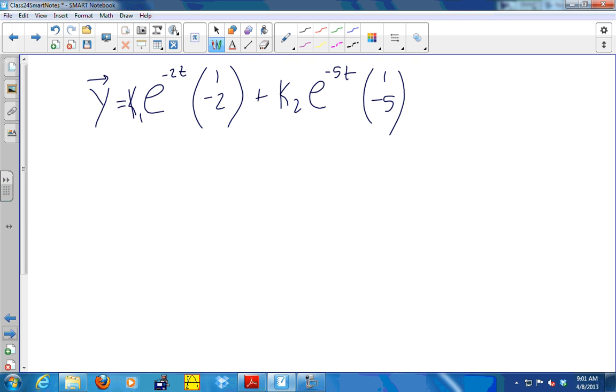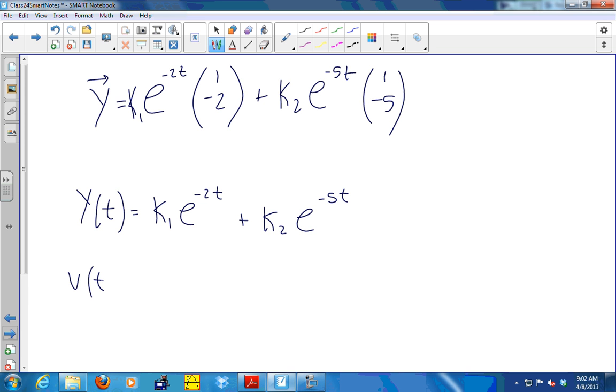So, and if I wanted the scalar solution, I could just pull it right out of here, right? If I just wanted y of t, then it would be k1 e to the -2t plus k2 e to the -5t. And v of t is the second component: -2 k1 e to the -2t minus 5 k2 e to the -5t.